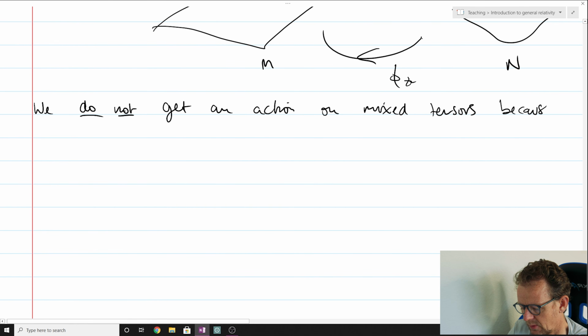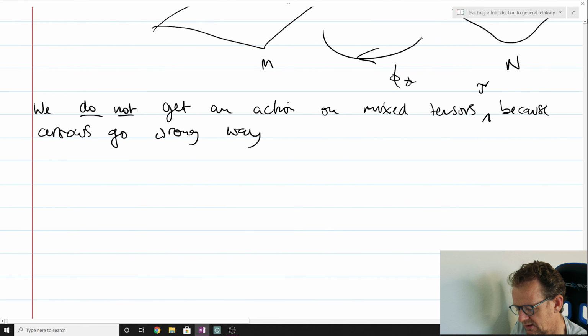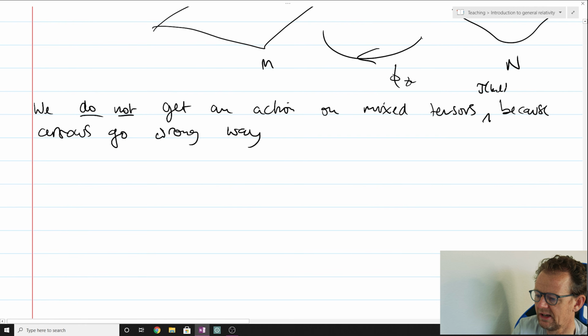Because the arrows are going the wrong way, right? Some of the components get mapped from N to M, and some of the others would get mapped from M to N. Yeah, so we don't get an action on tensors of type KL. There's no natural action on tensors of type KL because a tensor of type KL, the various components will be pushed forward or pulled back depending if they're vectorial or dual vector. But there is a way to get out of this.